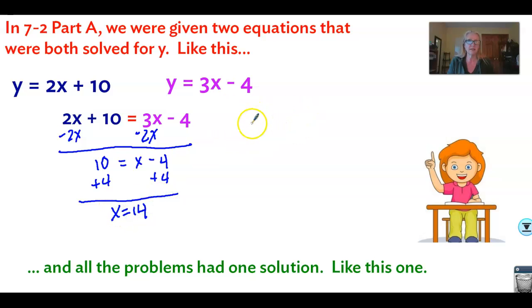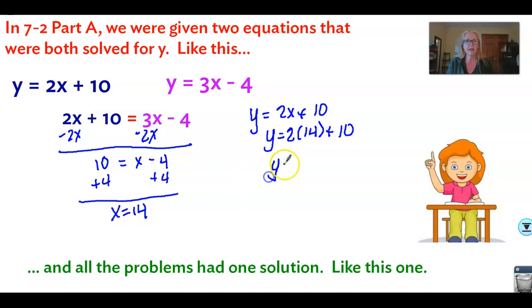Now it's easy to solve for y. We just take one of these equations. I'd rather multiply 14 times 2, I think. So we'll go y equals 2x plus 10. I'm going to substitute 14 for x. So y is 2 times 14 plus 10. Y is 28 plus 10, and therefore y is 38. So the solution is 14, 38.